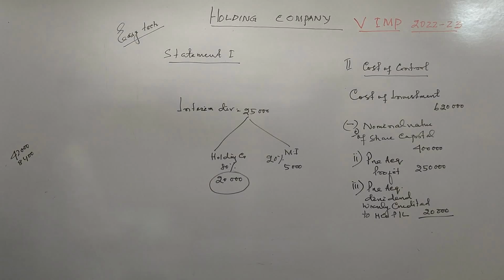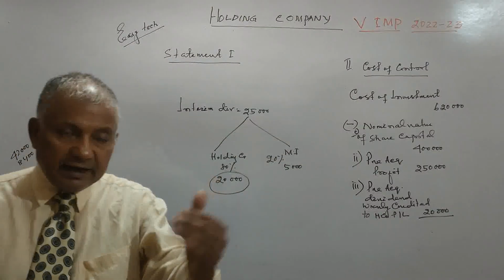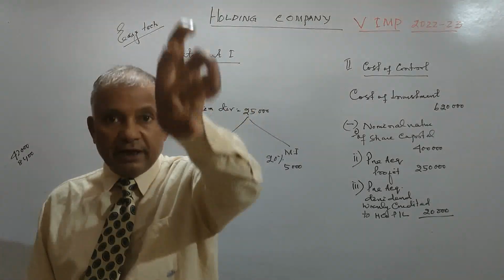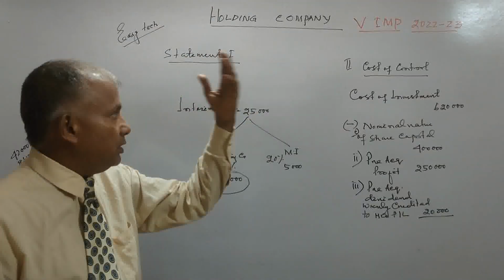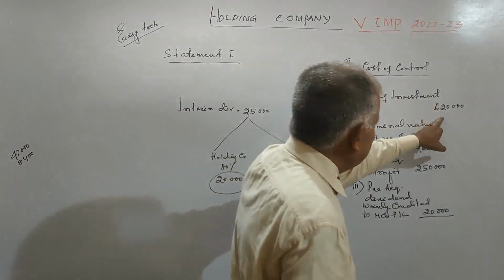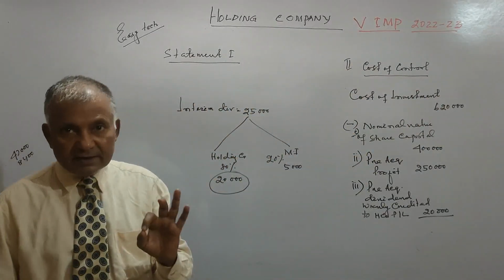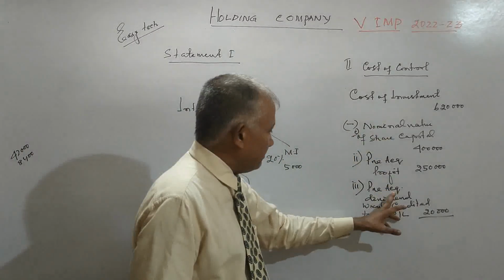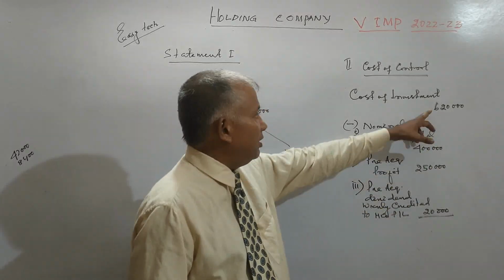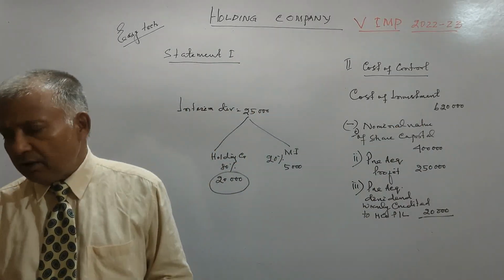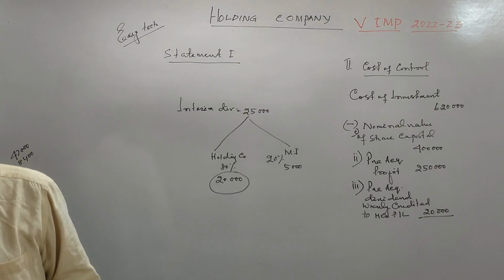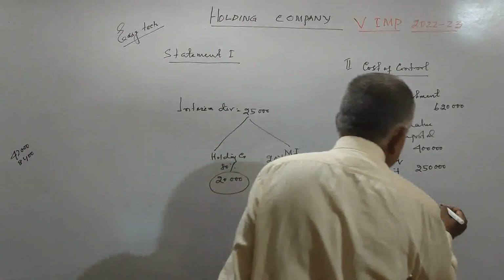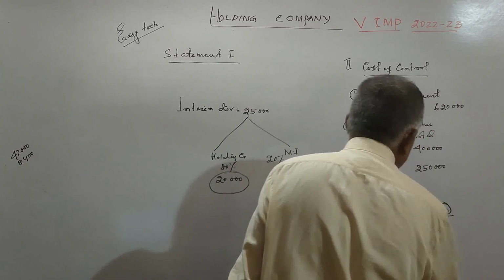PL. So friends, if we credit the holding company PL, PL will increase, so we will decrease from the PL, and we will decrease from the cost of investment. So friends, if there is a wrong, please deduct the pre-acquisition dividend from the cost to find out the goodwill or capital reserve. Now this 20,000 we have deducted here.